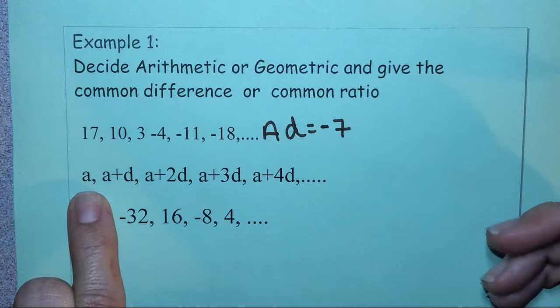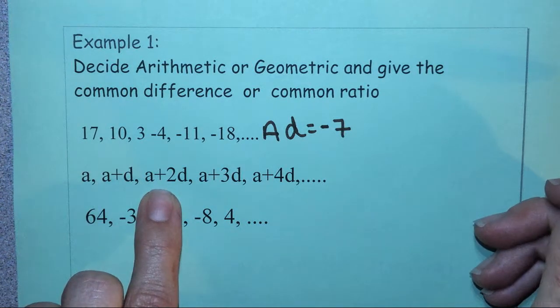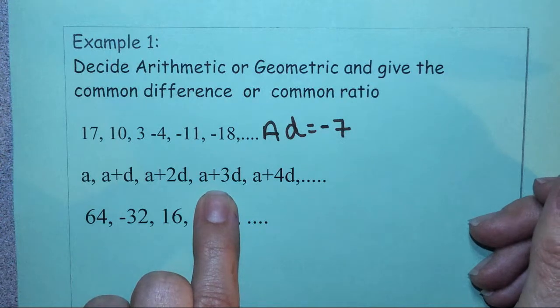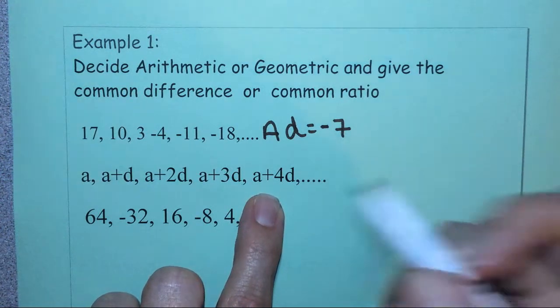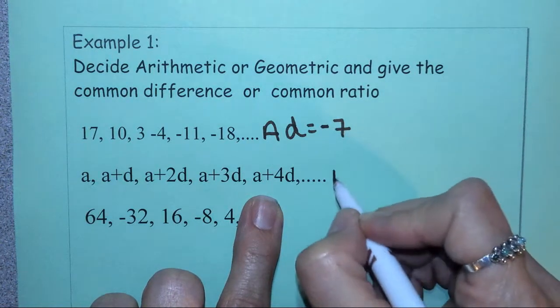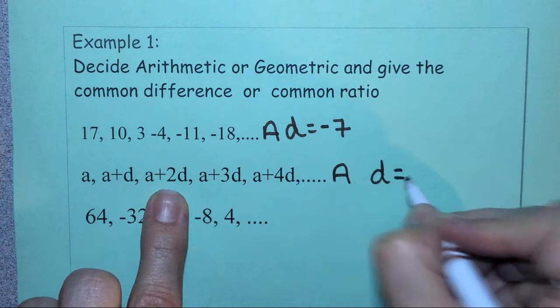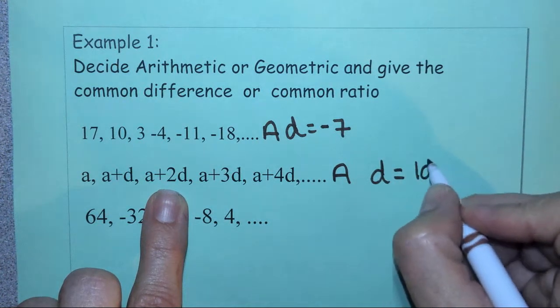Okay? This sequence is going a plus d, a plus 2d, a plus 3d, a plus 4d. So am I adding something to each term to get to the next one? Yes, I am. In fact, I'm adding 1d each time. So the common difference is 1d.